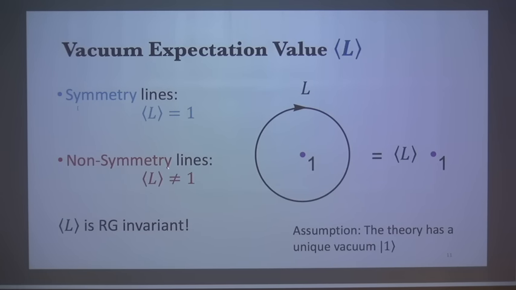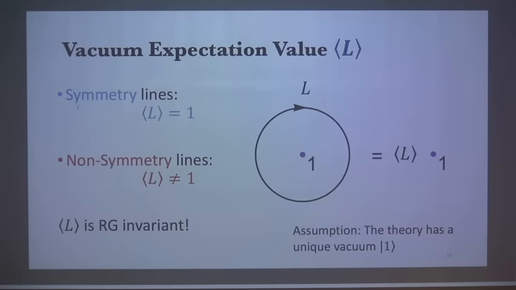However, for a more general topological line, this VAF might not be 1. And that's one diagnostic of whether a line is a non-symmetry line or a symmetry line. One important property of this VAF is that it's RG invariant. There are different arguments why it should be RG invariant.